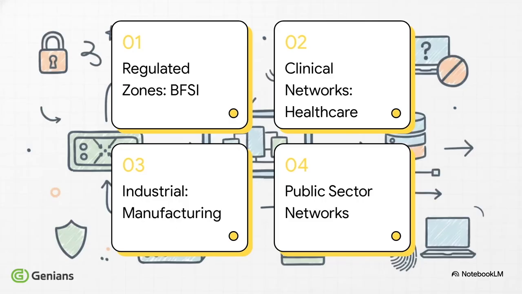We're going to break this down using 4 case studies. First, we'll look at the regulated world of banking and finance. Then, we'll jump into healthcare and its critical medical devices. After that, it's the industrial networks you find in manufacturing. And finally, we'll cover the very unique security needs of the public sector.